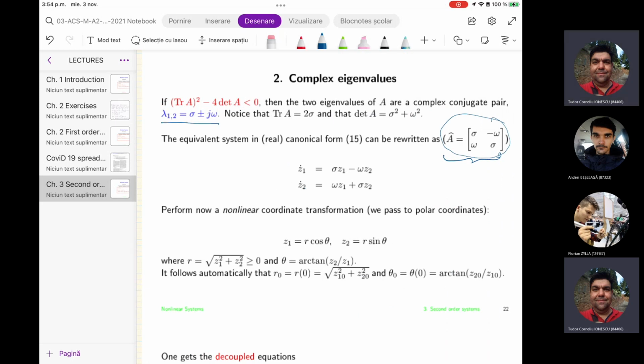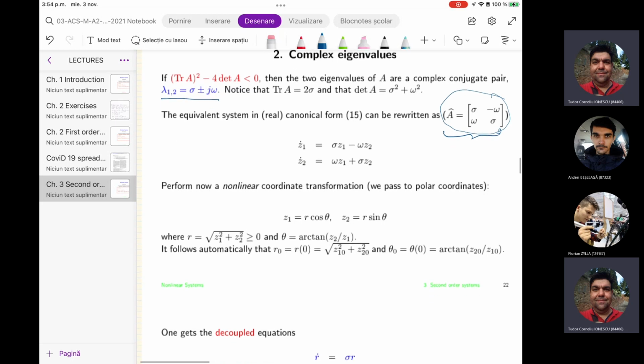And the resulting canonical system is this one. Z1 dot is sigma Z1 minus omega Z2. And on the second line, Z2 dot is sigma Z2 plus omega Z1. This is the real canonical system. Now, how can we treat this? How can we solve this?